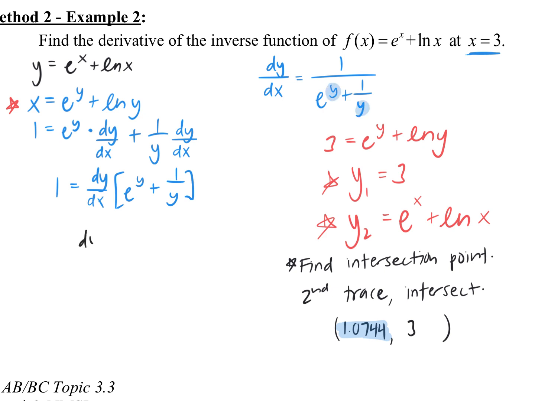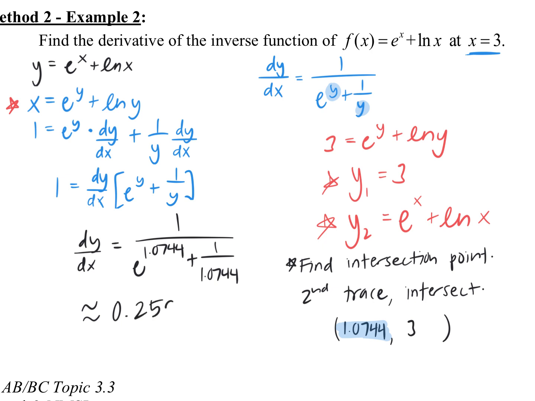So my derivative evaluated at 3 is going to equal 1 over e to the 1.0744 plus 1 divided by 1.0744. Which obviously we are just going to plug into the calculator. And when you plug it into the calculator, double check that you get the same answer as me, but you should get 0.259. Or depending on if you round it a little bit differently, you might have gotten a slightly different answer, and that's okay as well.